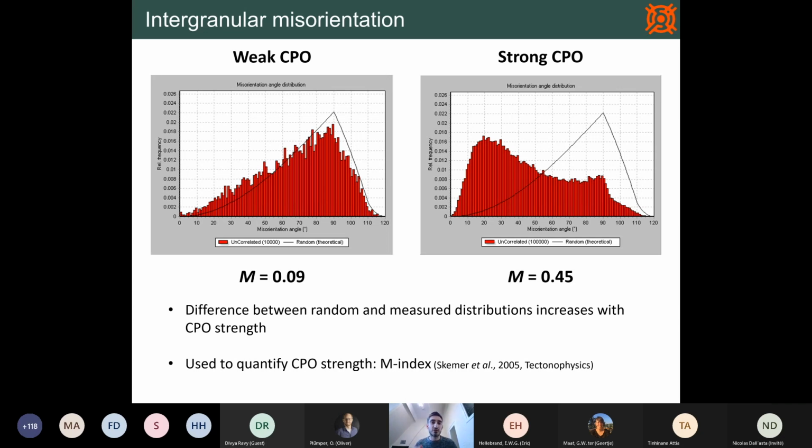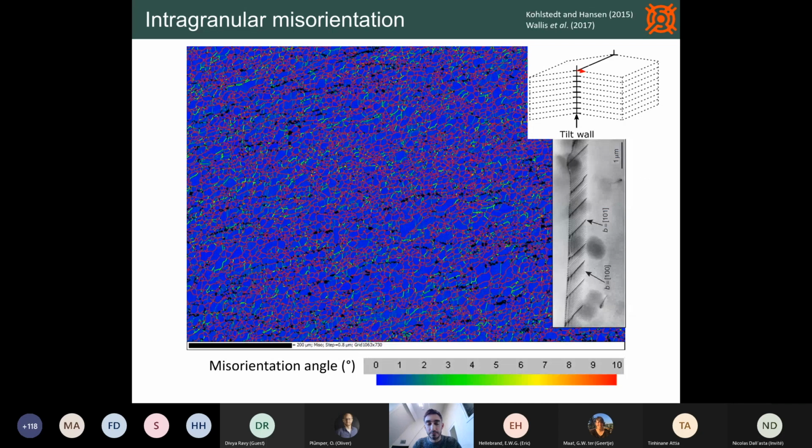Now to say something about the intragranular misorientation. This is that same map of olivine again, but now it's color coded by the angular difference between the adjacent points. So all of these red lines are more than 10 degrees different, and they're the grain boundaries. All these more greenish lines are a few degrees different from their neighbours.